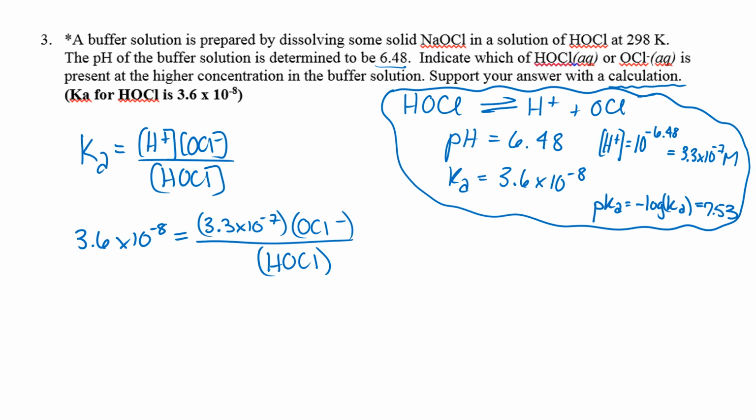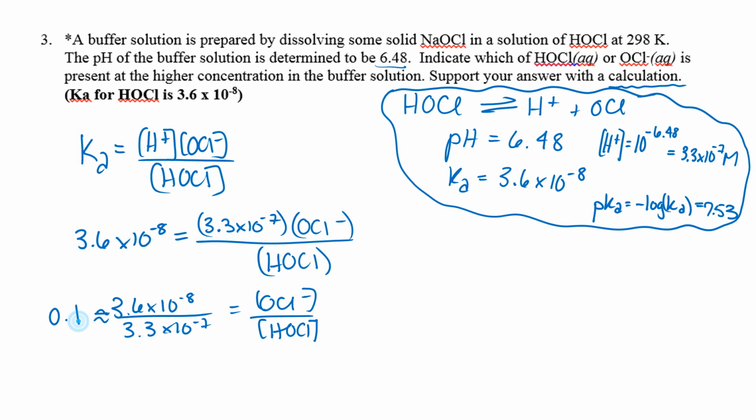So if I solve 3.6 times 10 to the negative 8th divided by 3.3 times 10 to the negative 7th, that equals your OCl minus over your HOCl. When you plug this in your calculator, you find this is about 0.1. So the question is just asking me who's bigger, OCl minus or HOCl. Since this ratio is less than 1, that means the number on the bottom must be bigger.